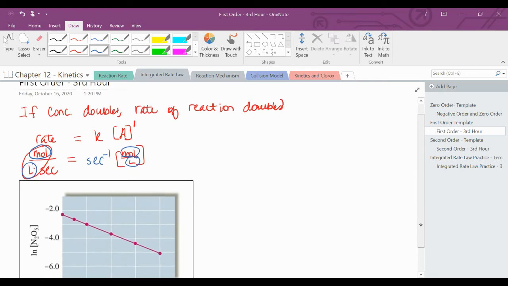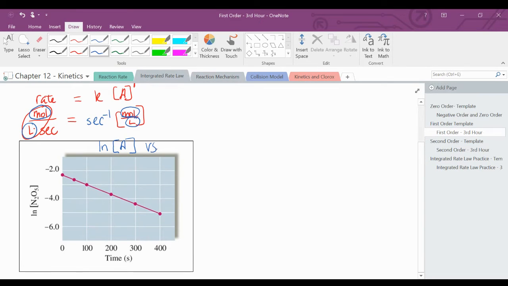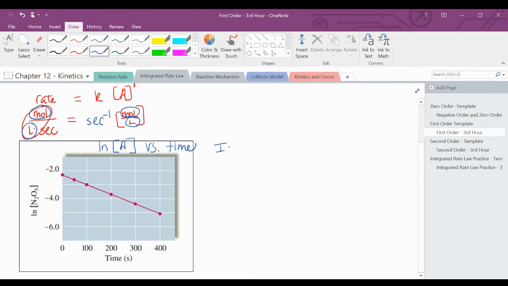Okay, so let's look at the graph that's going to give me a linear relationship. So in this case, it's going to be the natural log of our concentration. Again, I'll just be generic and use A, even though here we can see it's N2O5, versus time. So again, we're going to derive our integrated rate law equation.